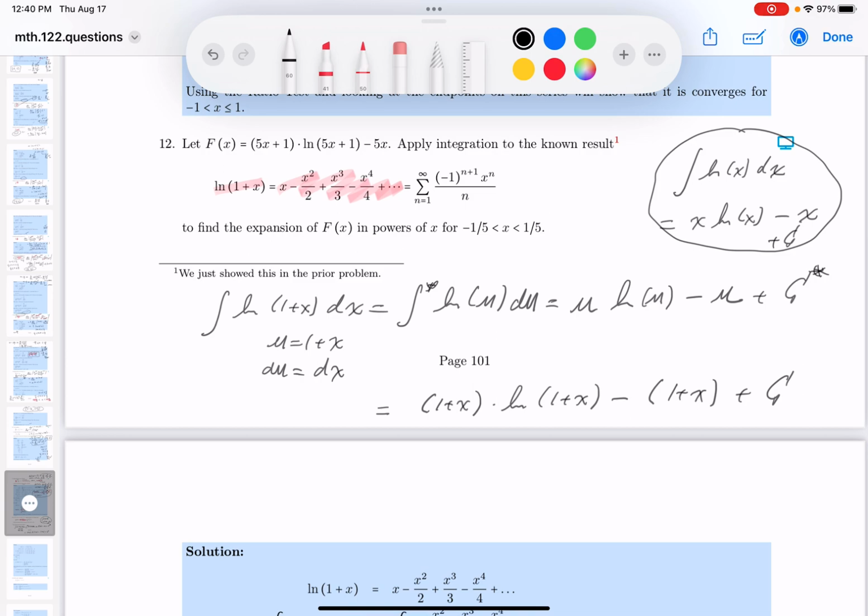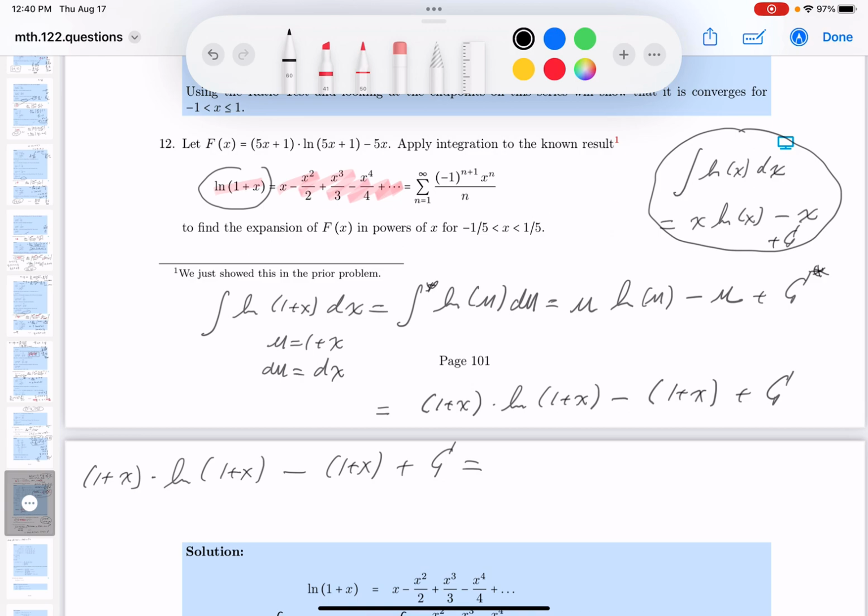All right, so let's just do that. We just went through a bunch of work, and I figured this side out. Not that bad. I'll write that down for you. So if I integrate the left-hand side, you get 1 plus x times the natural log of 1 plus x minus 1 plus x plus some constant of integration.